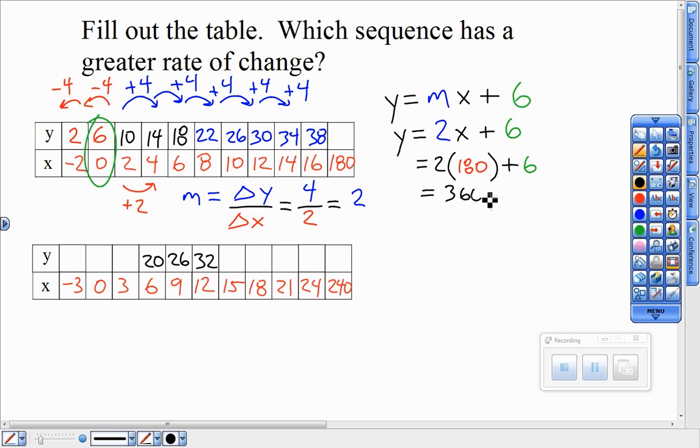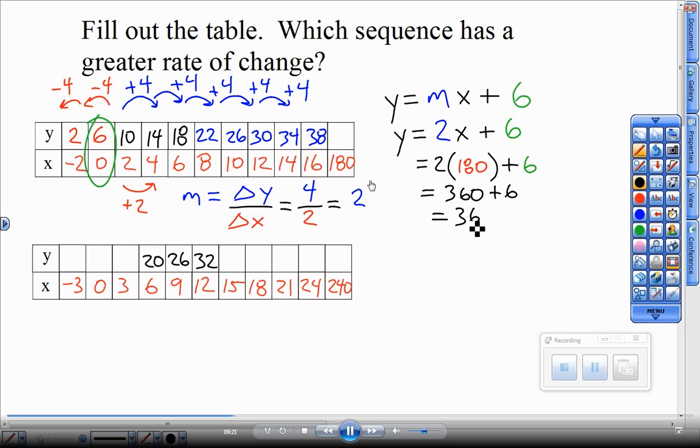And then using my calculator, that gives me 360 plus 6, and that gives me 366. Make sure again you put that in that box right there.